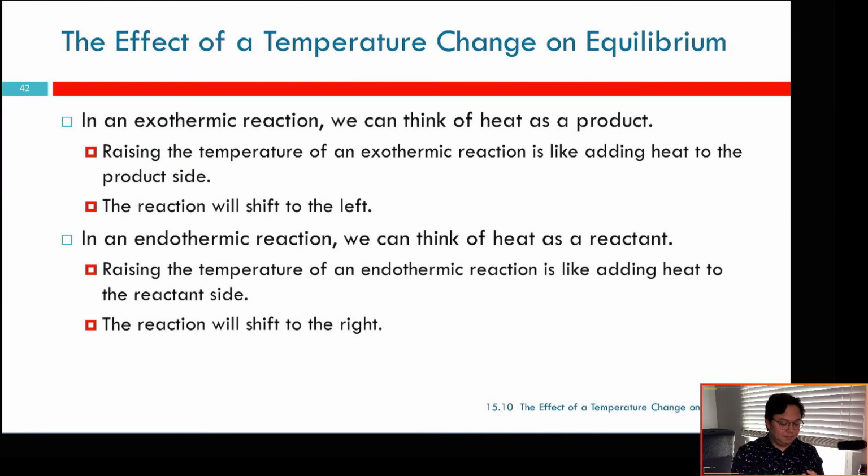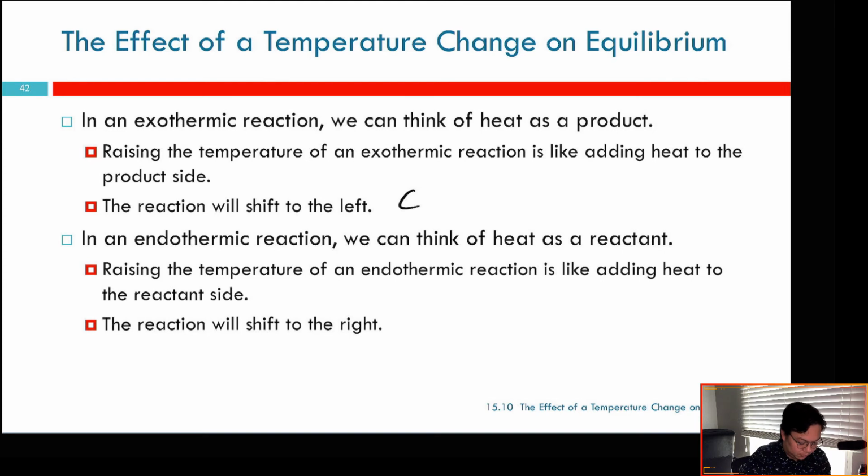So now we've looked at adding or removing products and reactants, and how that affects the equilibrium. We've now looked at volume and, by extension, pressure and how that changes. Now we're going to look at temperature. Which way we're going to be moving depends on if we have an exothermic or an endothermic reaction. So in an exothermic reaction, we can think of heat as a product. If we raise the temperature of an exothermic reaction, it's like we're adding more heat to the product side, and the reaction will shift to the left.